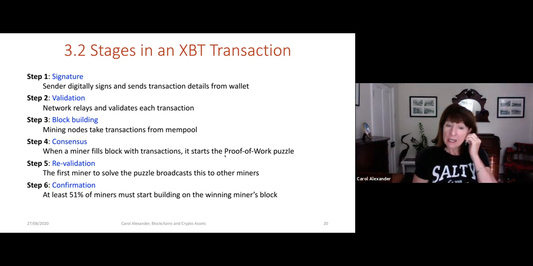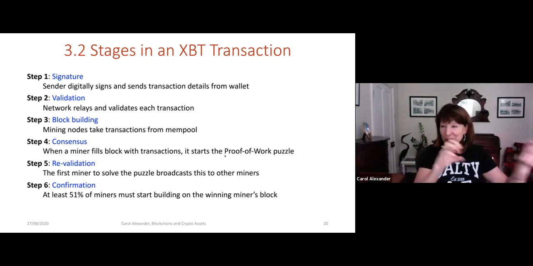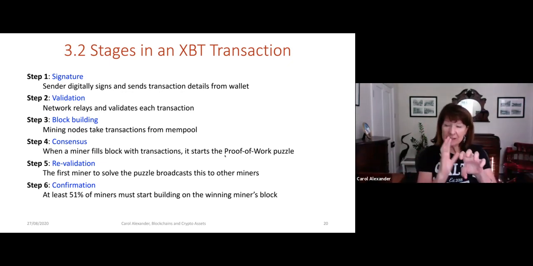Once a miner has solved the puzzle, the first one to solve it will broadcast it to the network using the master nodes, and then the other miners need to check the solution, make sure that the transactions are valid again, and then once they're satisfied, they start building on that block, because it's a chain of blocks, blockchain. Okay, so that once the miners think that this block is okay, then they're going to start building another block on top of it. And it's confirmed, all the transactions get a confirmation.